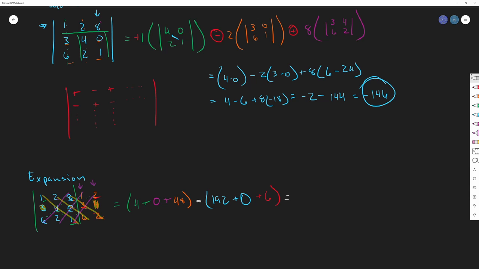So 4 plus 48 is 52. And then minus 198, because 192 plus 6 is 198. And so that should give us negative 146. Don't forget the negative. And as you can see, it's the same answer that we got.